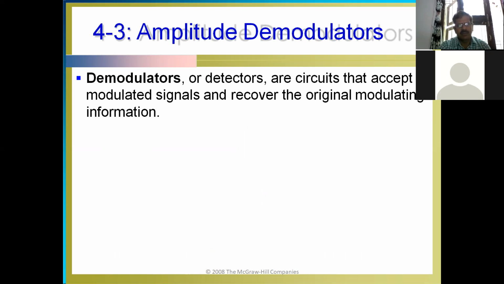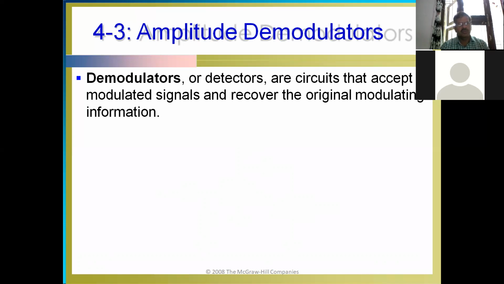Next, now we will discuss the demodulator circuits that are used in amplitude modulation systems. So what are demodulators? Demodulators or detectors are circuits that accept a modulated signal and recover the original modulating information.